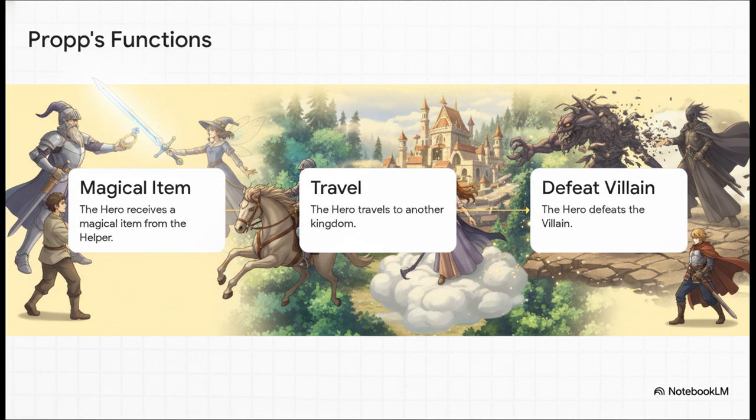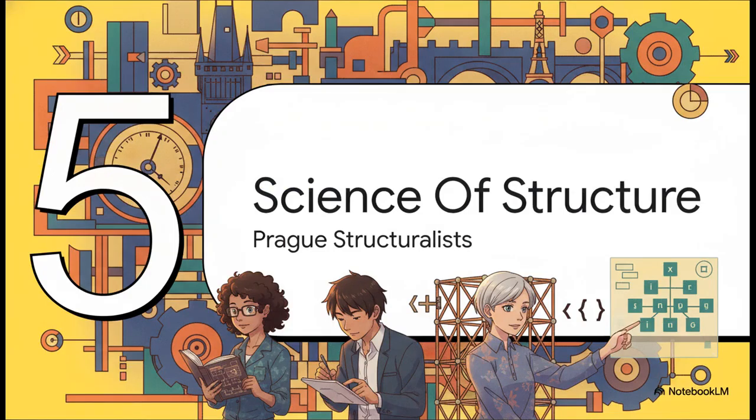Hero receives a magical item. By reducing characters down to their narrative functions, like the helper, the villain, the seeker, Propp showed that vast libraries of wildly different folklore are actually just the exact same core structure, wearing different masks. And that leads us to our final stop, Section 5, the science of structure.